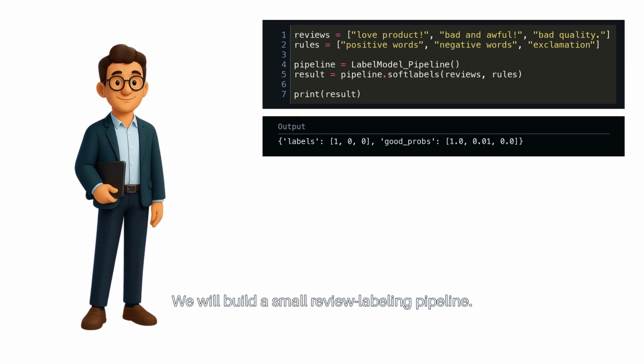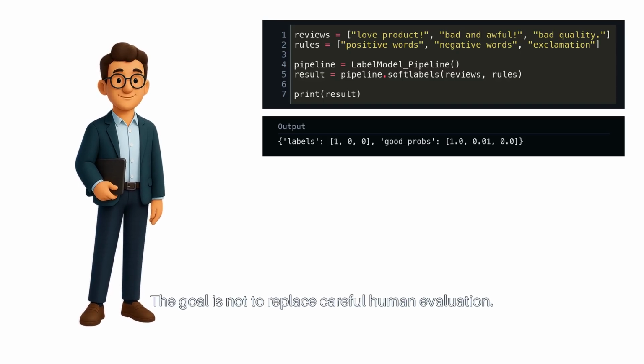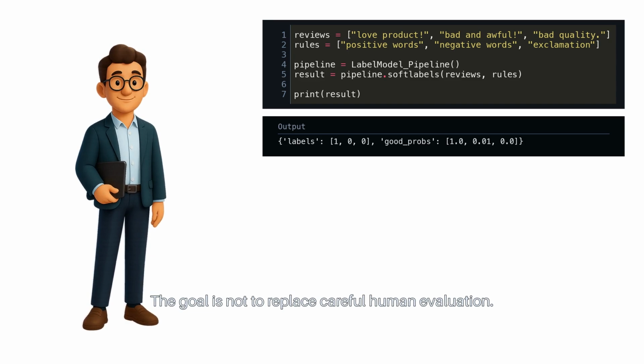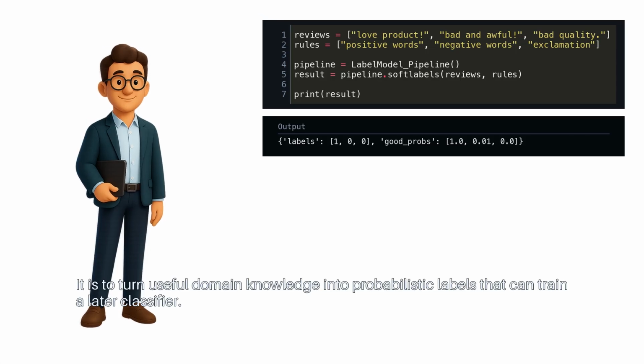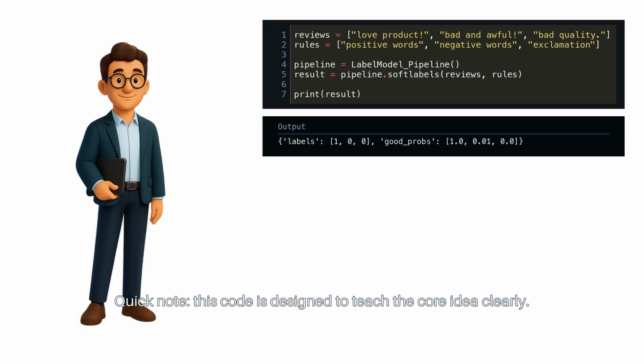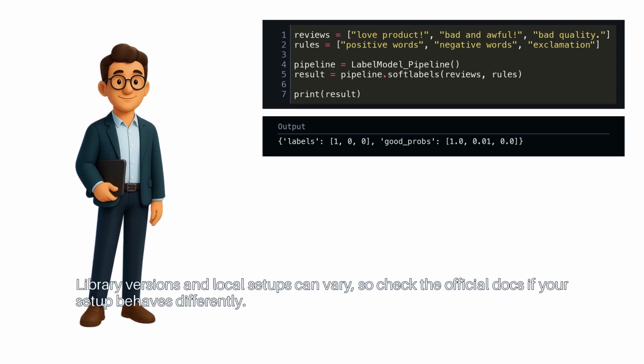We will build a small review labeling pipeline. The goal is not to replace careful human evaluation. It is to turn useful domain knowledge into probabilistic labels that can train a later classifier. Quick note: this code is designed to teach the core idea clearly. Library versions and local setups can vary, so check the official docs if your setup behaves differently.